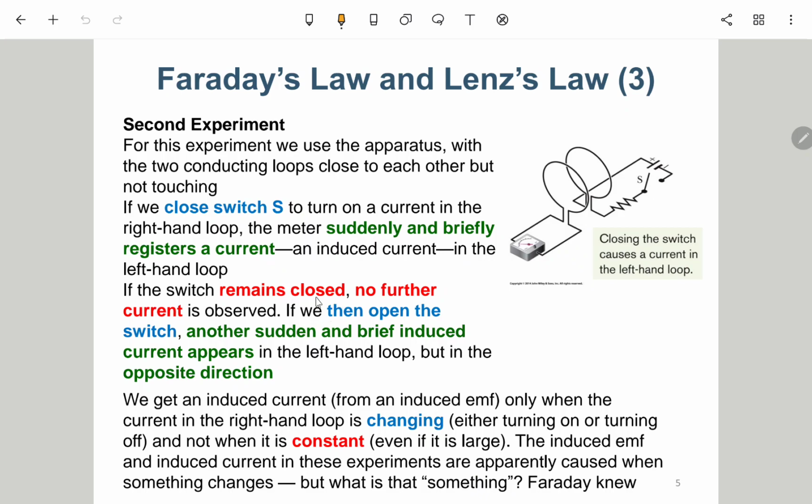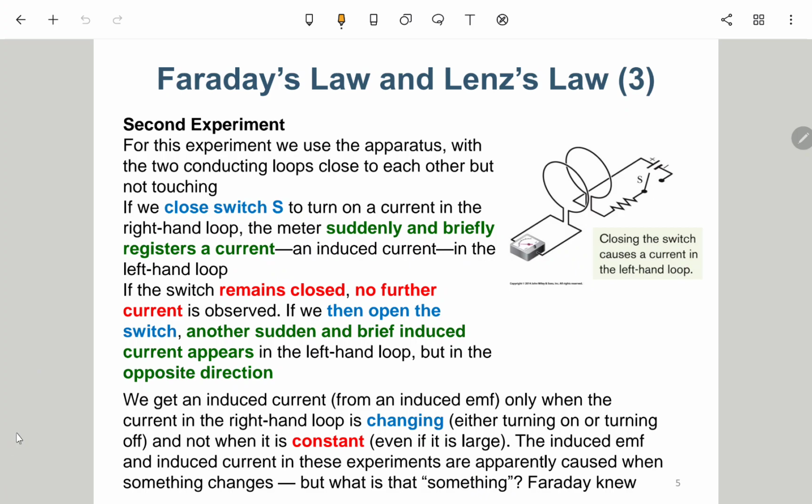And if the switch remains closed, which means that we still have this magnetic dipole, current-carrying loop there, no further current. Just like if we just place the magnet bar near the loop without moving, there's no current. And then if we open the switch, another sudden and brief induced current appears in the left-hand loop, but in the opposite direction, similar to when we move this magnet bar away.